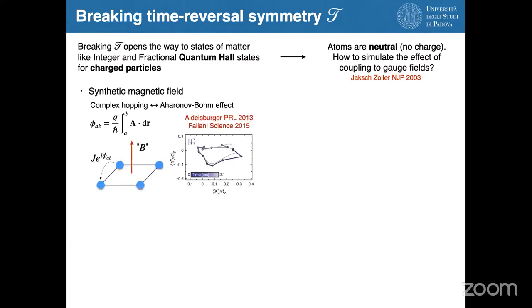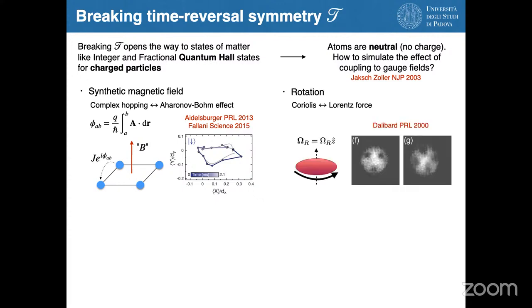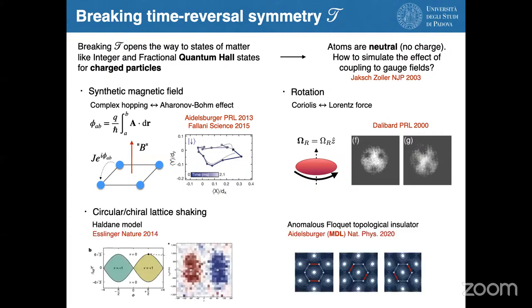For example, engineering complex hopping phases that play the role of the Aharonov-Bohm effect and thus magnetic flux, or mimicking gauge fields by making a quantum gas rotate fast, in such a way that the Coriolis force mimics the effect of a Lorentz force. Or more general strategies based on driving, where you imprint time reversal symmetry breaking and chirality by external drives.